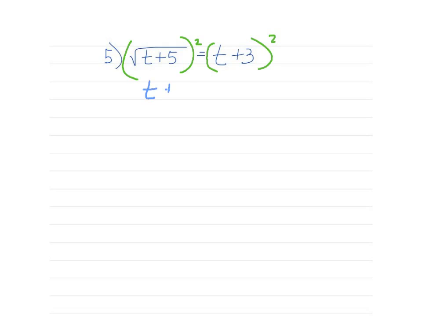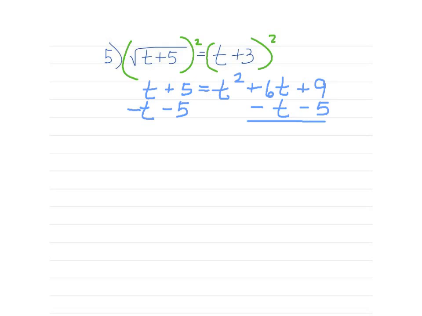This is t plus 5. And again, we can use the pattern that we've learned so well, we know so well. This would be t squared plus 6t plus 9. Now we need to make this equation equal to 0. So let's subtract t, subtract 5. Whatever we do to one side, we'll do to the other. We'll subtract t and subtract 5. Okay, so everything here cancels out, and we bring down the 0. 0 equals t squared plus 5t plus 4.